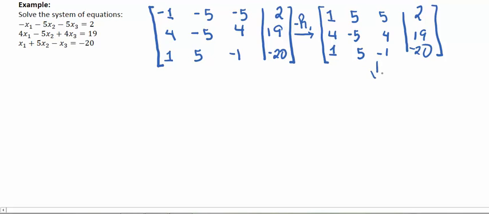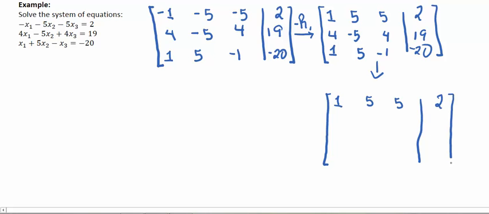The next thing we want to do is to get zeros below that 1. So this time I'm going to leave the first row alone, and deal with the other 2 rows. So I want to start by turning this into a 0. Using the replacement operation, I'm going to add a multiple of a row to another. So I need to think, what can I add to 4 to make it a 0? Well, -4. So I'm going to multiply the first row by -4 and then add the second row.